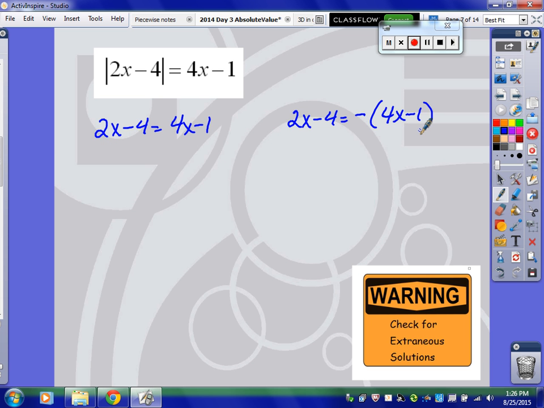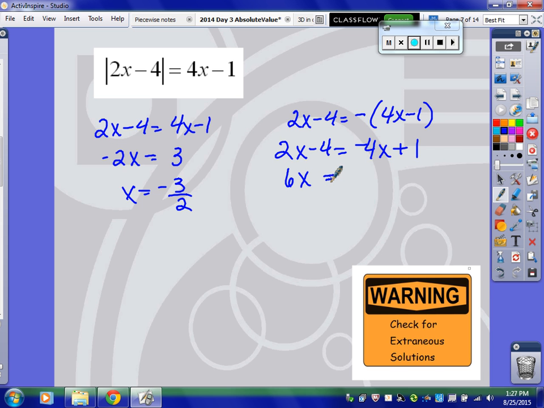Alright, let's solve this. So I'm going to subtract 4x, and I'm going to get negative 2x. I'm going to add 4, and I'm going to get 3. So my first solution looks like it's negative 3 halves. Alright, let's look at this one. I'm going to distribute that negative first. Alright, combine like terms. So I'm going to add 4x, so I get 6x. And then I'm going to add 4, and I get 5. So x is equal to 5 sixths.